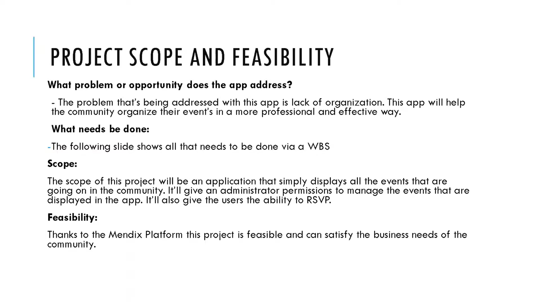So the project scope and feasibility, what problem or opportunity does the app address? The problem that's being addressed with the app is lack of organization. The app will help the community organize their events in a more professional and effective way. What needs to be done? The following slide shows all that needs to be done via a work breakdown structure. The scope of this project will be an application that simply displays all events that are going on in the community. It will give an administrator permissions to manage the events that are displayed in the app. And it will also give the users the ability to view and RSVP to those events. The feasibility, thanks to the Mendix platform, this project is feasible and can satisfy the business needs of the community.